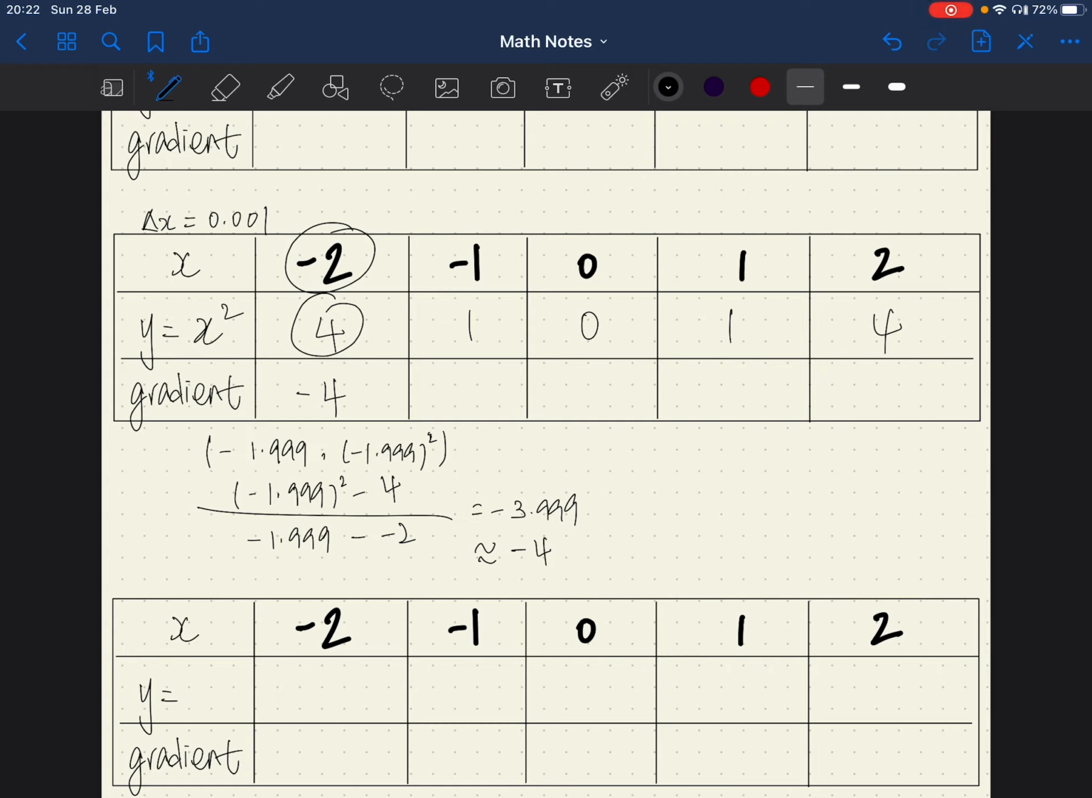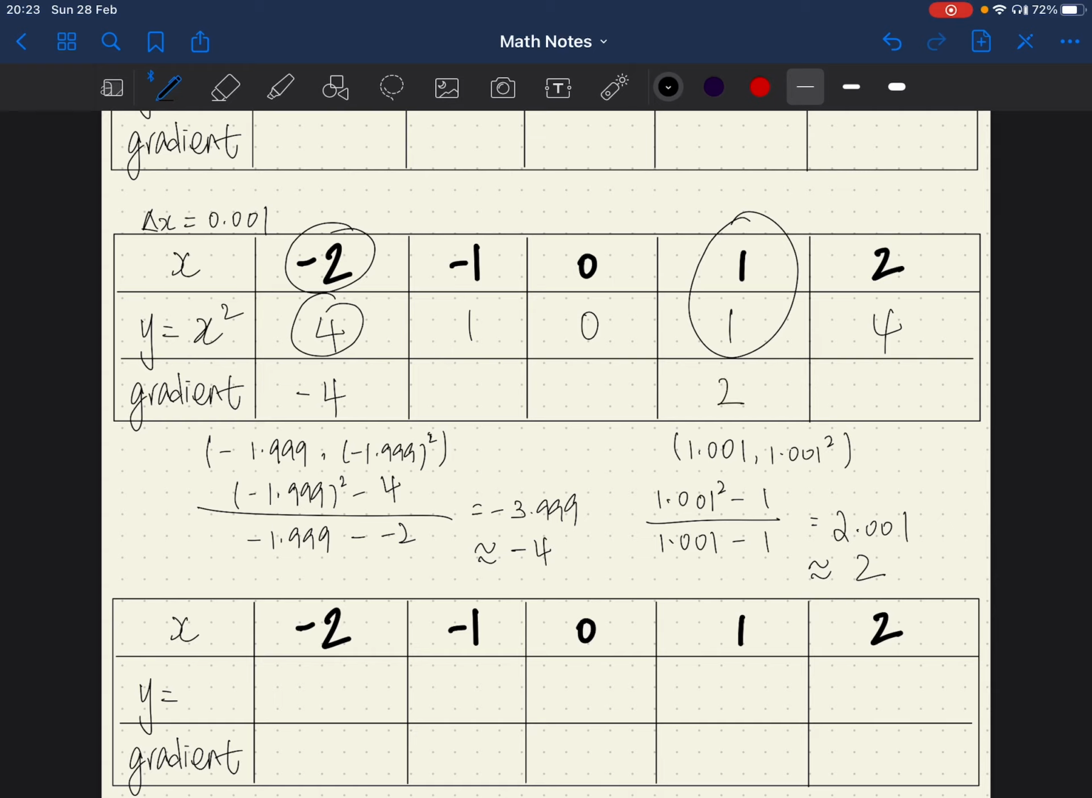Okay, so I repeat, let's say we do it for 1. So your second point will be 1.001, comma 1.001 squared. So your gradient is 1.001 squared minus 1 over 1.001 minus 1. So you will get 2.001, which is approximately 2. So you put 2 here.